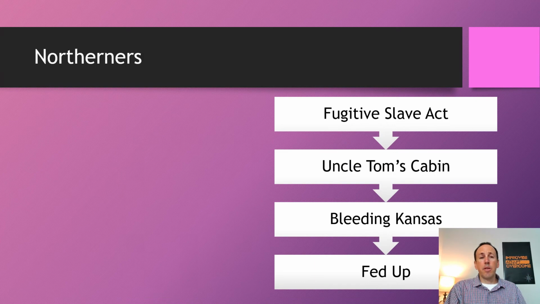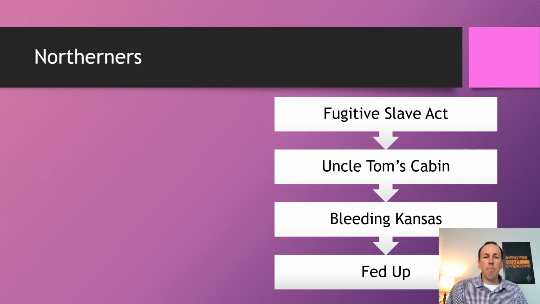So here's some things leading up to the Civil War. The Northerners look at the Fugitive Slave Act and say, I don't want any part of it. They read a book called Uncle Tom's Cabin. It touches their heart. They say, this is wrong. We've got to stop it.